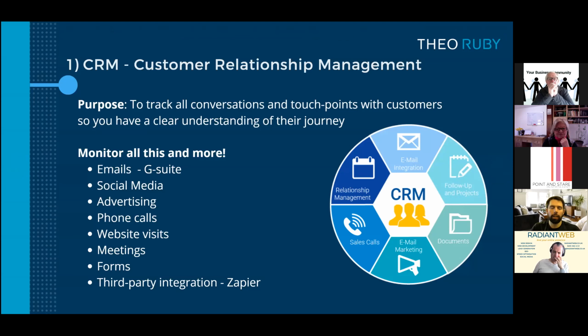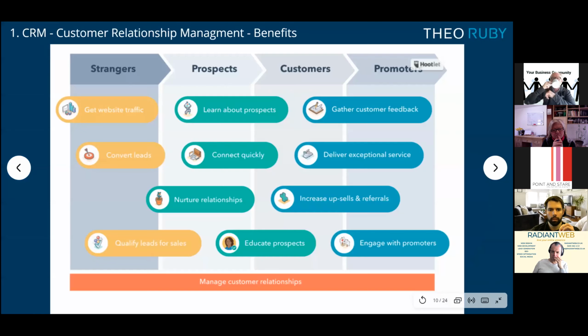So this looks at tracking anyone who sends you an email, from social media, from advertising, any phone calls, any meetings you have, and any forms. Like if someone fills out a form on your site, do you keep that in an Excel, or do you actually track it and put it in with the customer journey? So to give you an example, HubSpot is about finding strangers, making them into prospects, turning those prospects into customers. And then once they've bought from you, you want to delight them and make them into promoters. So get them to refer you, to recommend you to other people.